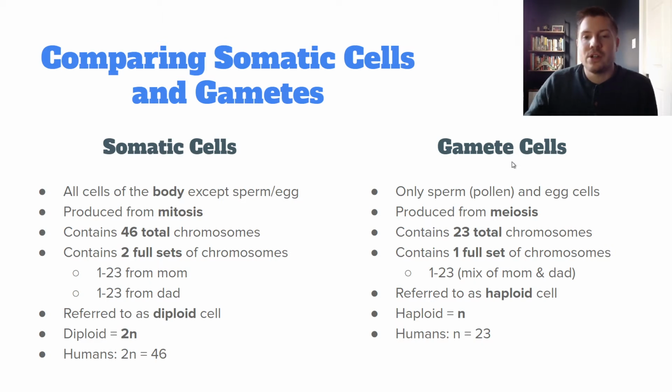Whereas gametes are going to be the sperm and egg cells. Instead of being made in mitosis, they are made from meiosis, which we will talk about today. They contain only 23 chromosomes, half as many because they're going to combine. And they are called haploid. Haploid means one set of chromosomes, which we abbreviate N. So for humans, 23 chromosomes in a haploid cell, 46 in a diploid cell.